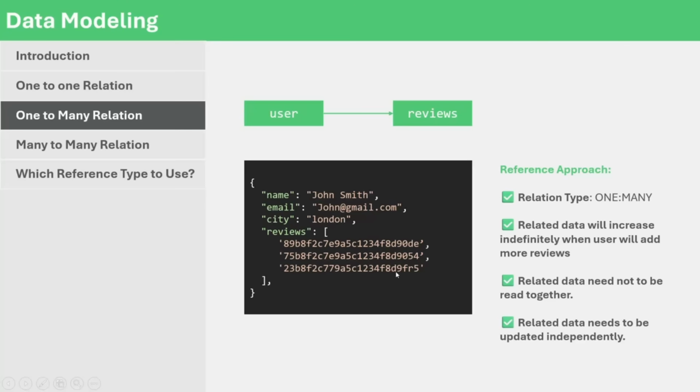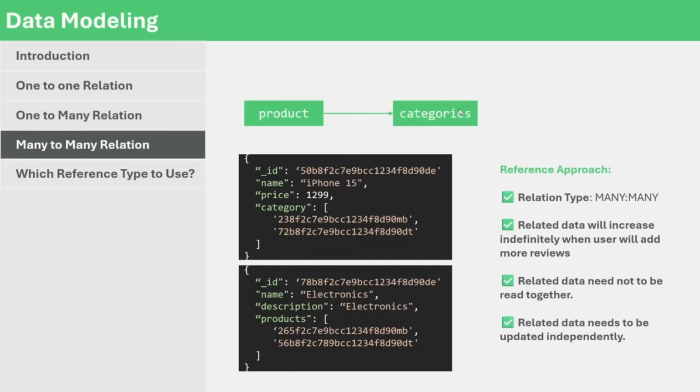Then the related data need not be read together. So here, when reading the user details, we might not be interested in fetching the reviews made by the user. So in this case also, reference approach is advisable. And the related data, in this case, the reviews data, can be updated independently. So for this type of relationship, when we have one-to-many relationship and when the related data can grow indefinitely, in that case, we should always go with reference approach.